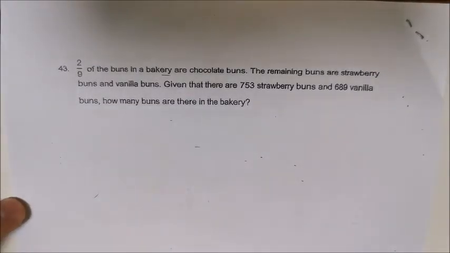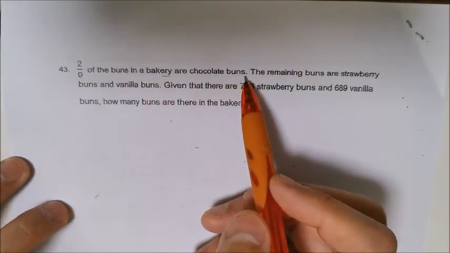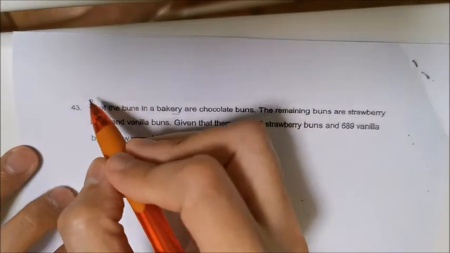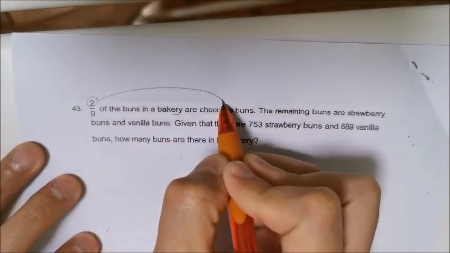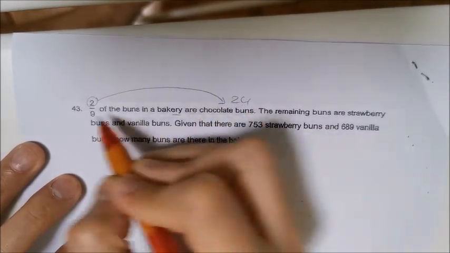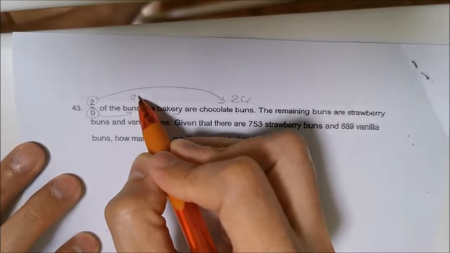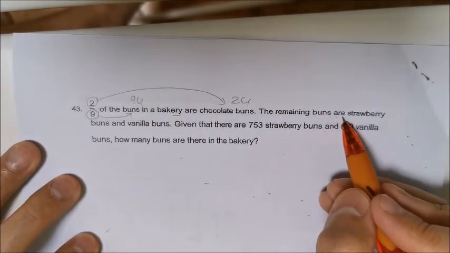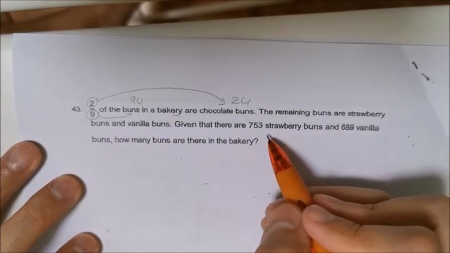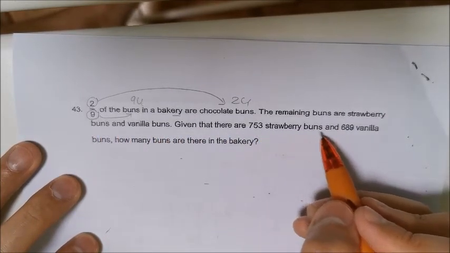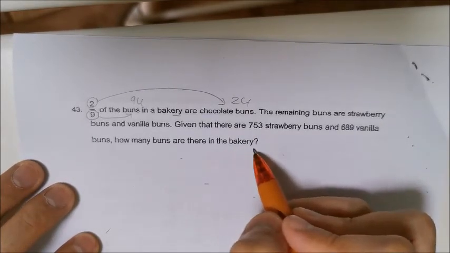Okay, question 43. 2 over 9 of the buns in a bakery are chocolate buns. Okay, so guys, what do we know? We know that 2 units are chocolate buns, and they are all together 9 units in the bakery. So the remaining buns are strawberry buns and vanilla buns. So given that there are 753 strawberry buns and 689 vanilla buns, how many buns are there in the bakery?